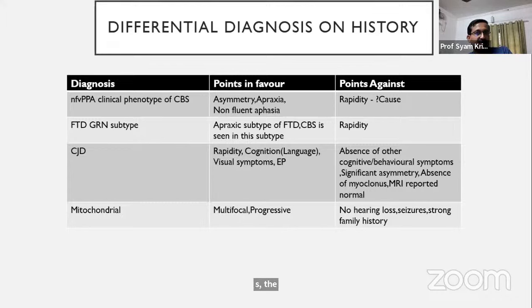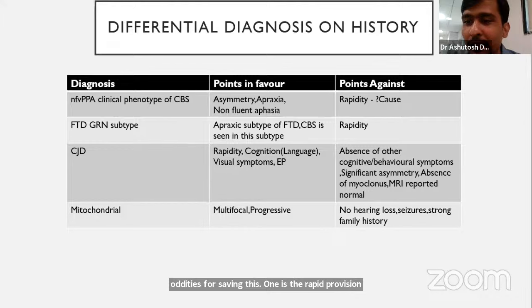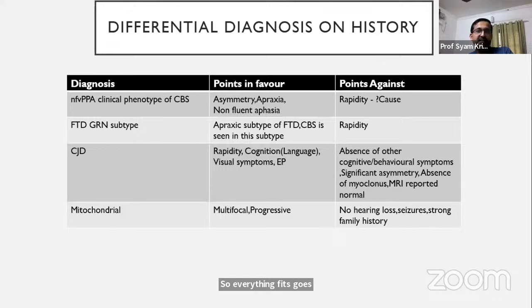But what is odd for CBD in this patient? There are two oddities for CBD in this patient. One is the rapid progression, which you have mentioned. And another thing is standing out. Can you mention what that is, Ashutosh? Sorry, sir. One is the rapid progression. Second one, can you mention what raises a question regarding a CBD diagnosis in this patient?